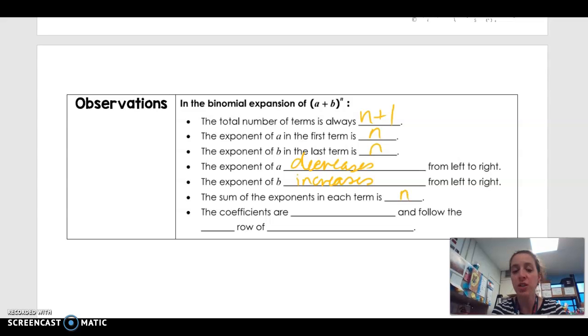So the coefficients are symmetrical, and they follow the nth row of Pascal's triangle.